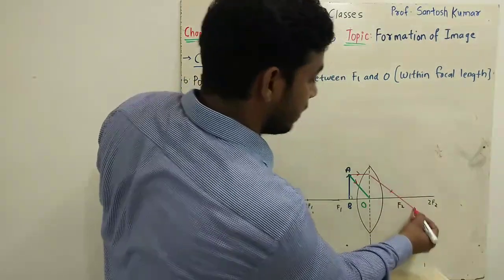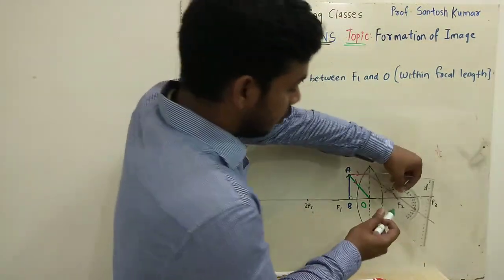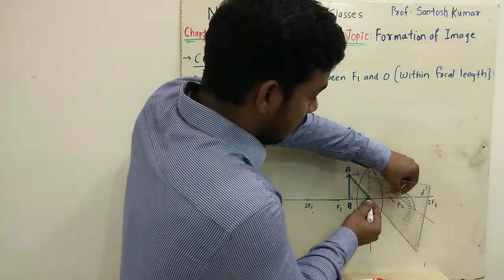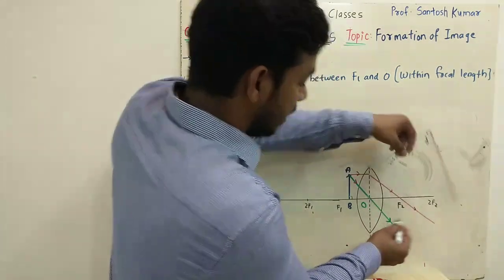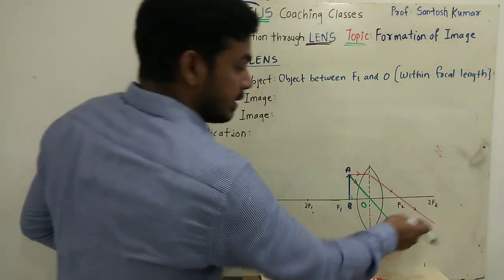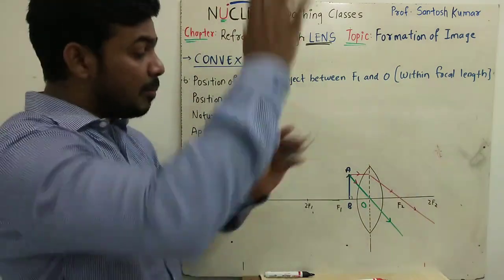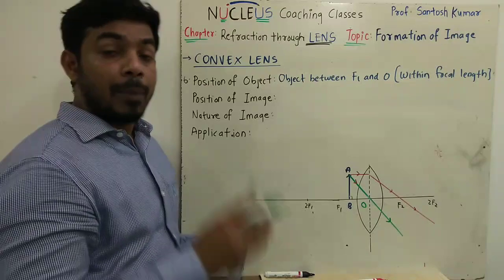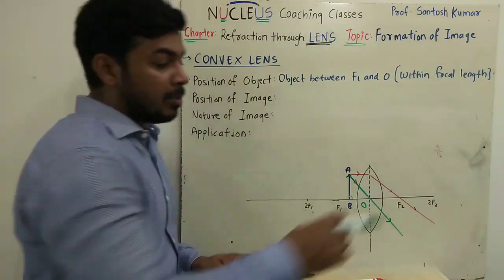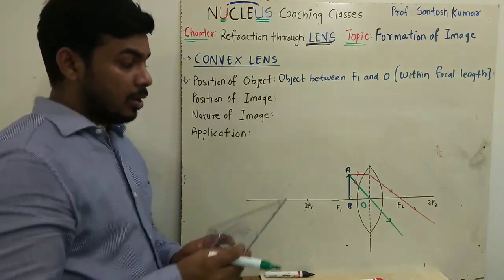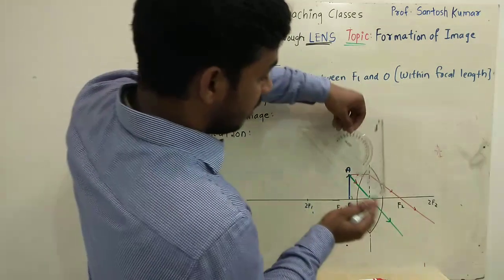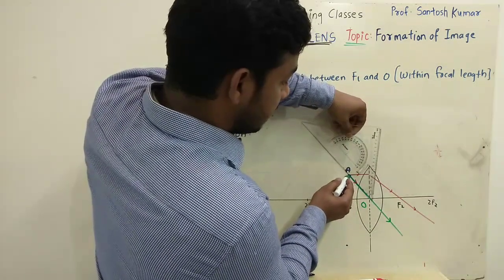We can see the path, and this ray passing through the optical center will go undeviated. We know the path of this ray. Now, can I say these rays are diverging? That means these rays will never meet at a point. Parallel rays will meet at infinity, but diverging rays would never meet. So what we have to do over here is trace these rays backward.